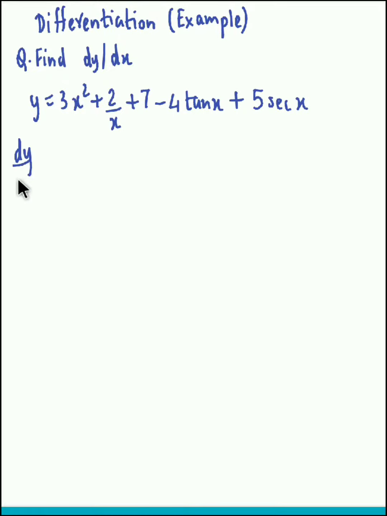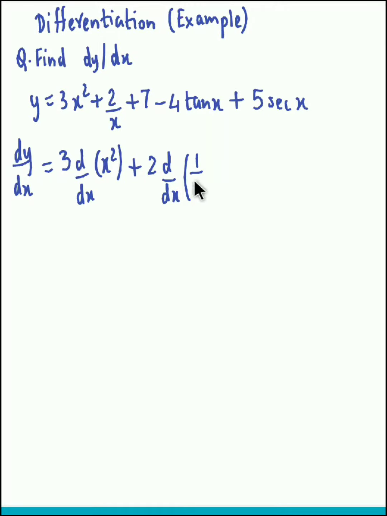So when we differentiate with respect to x, we obtain dy by dx as, now 3 being the coefficient, we keep it as it is. So 3 times derivative of x square, plus 2 being the coefficient remains as it is. So we have 2 times derivative of 1 upon x. Then next is 7. 7 is a constant function.